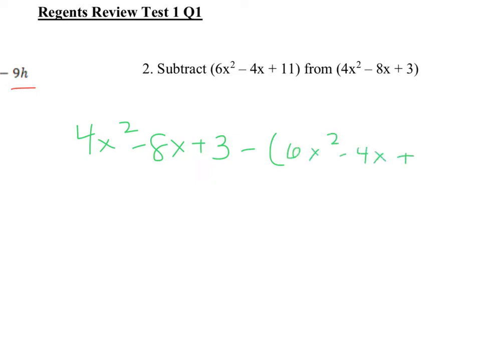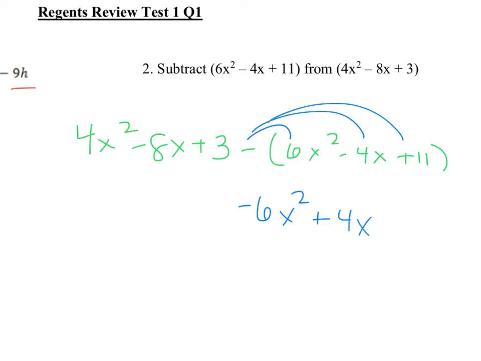plus 11 second. What I have to make sure I do is put that polynomial in parentheses and then distribute the negative, changing all the signs on the inside of the parentheses. So now I'm going to drop down the first polynomial, and now I can combine my like terms.